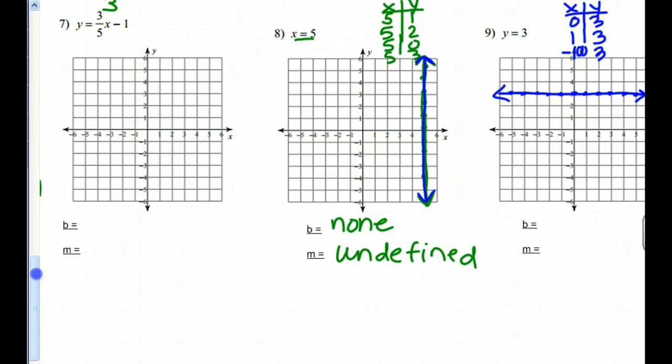This is a horizontal line. So we don't rise or run on this one, and we know from yesterday that our slope for a horizontal line is 0. So m equals 0, no slope. And b is our y-intercept. Where does it cross? Well, it crosses at 3, or 0, 3.